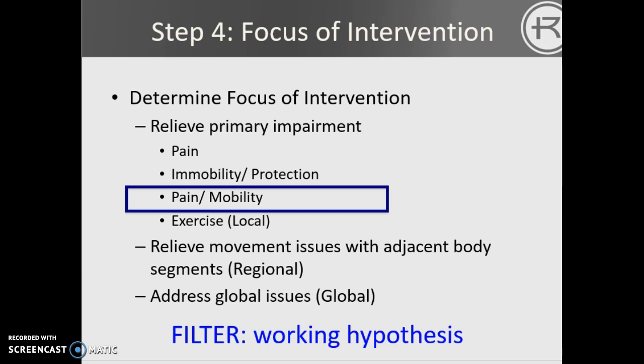Step 2 is knowing the patient's end game. Step 3, make sure you run through your contraindications that we talked about in an earlier video clip for neurodynamics. And then once you've passed those 3 steps, you're ready to try to figure out the focus of your intervention. And a lot of times with increased neural sensitivity, you're looking at trying to reduce pain and increase mobility.